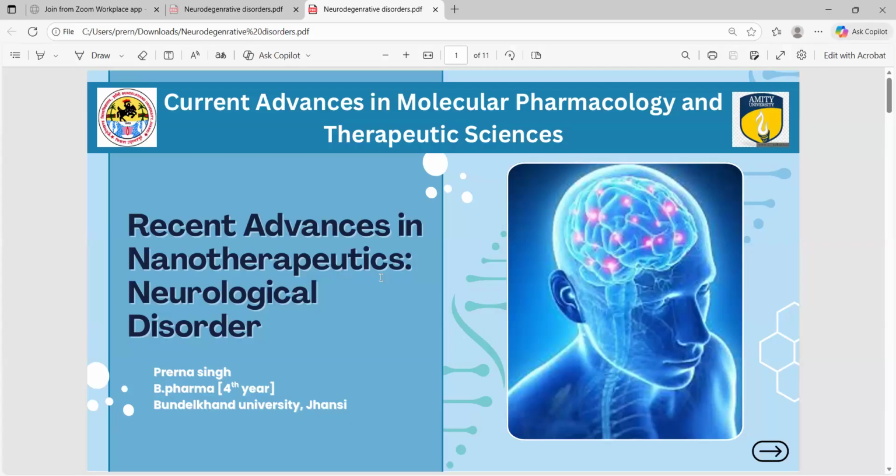But what if we could send medicines directly to the damaged neurons, precisely where they are needed? That's where nanotherapeutics comes in. These tiny, smart drug carriers are revolutionizing how we approach neurodegenerative diseases, offering targeted drug delivery for better stability and improved patient outcomes.